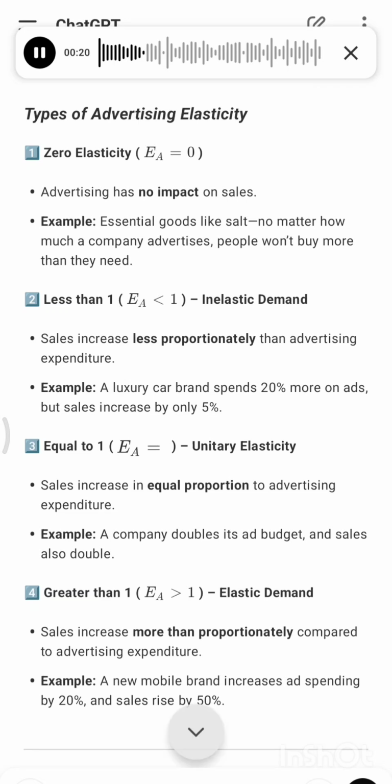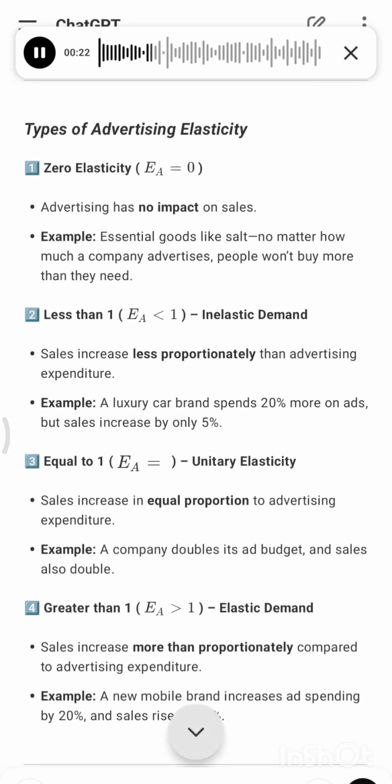Types of advertising elasticity. 1. 0 elasticity. Advertising has no impact on sales. Example, essential goods like salt. No matter how much a company advertises, people won't buy more than they need. 2. Less than 1, EA < 1, inelastic demand. Sales increase less than proportionately to advertising expenditure. Example, a luxury car brand spends 20% more on ads, but sales increase by only 5%.